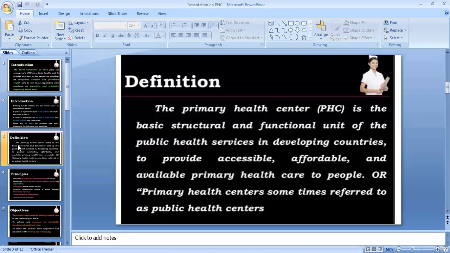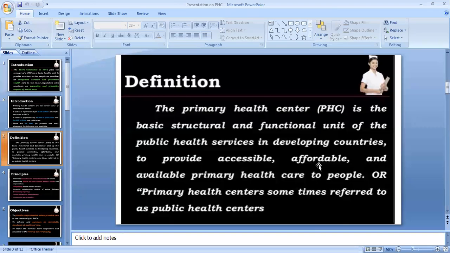The primary health center is the basic structural and functional unit of the public health services in developing countries to provide accessible, affordable, and available primary health care to people. Primary health centers are sometimes referred to as public health centers. Now, clear with this definition? Yes, ma'am. Okay, these are the words you have to remember. It should be easily accessible. It should be affordable by the people.